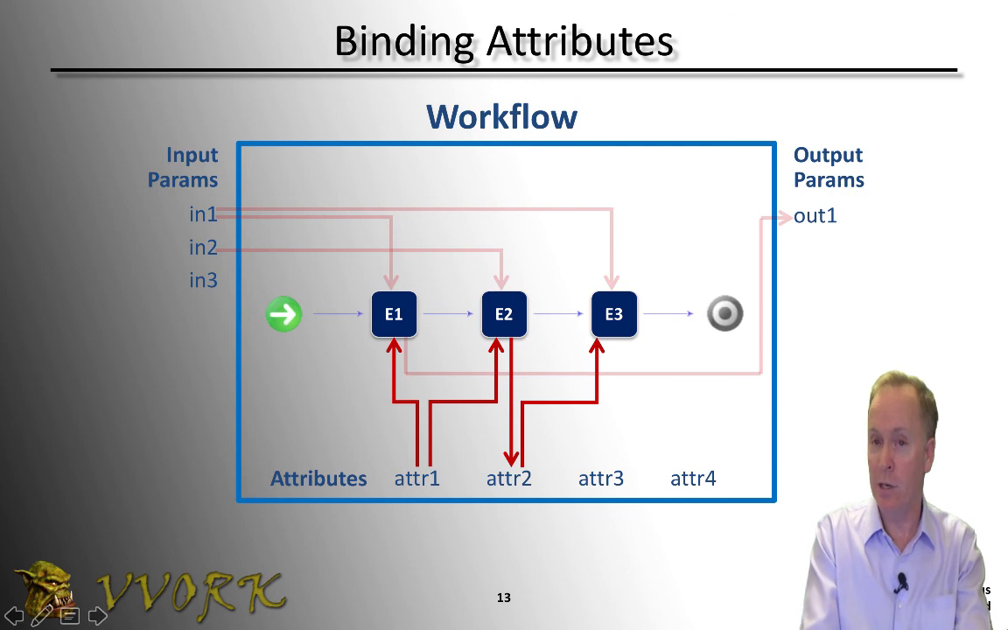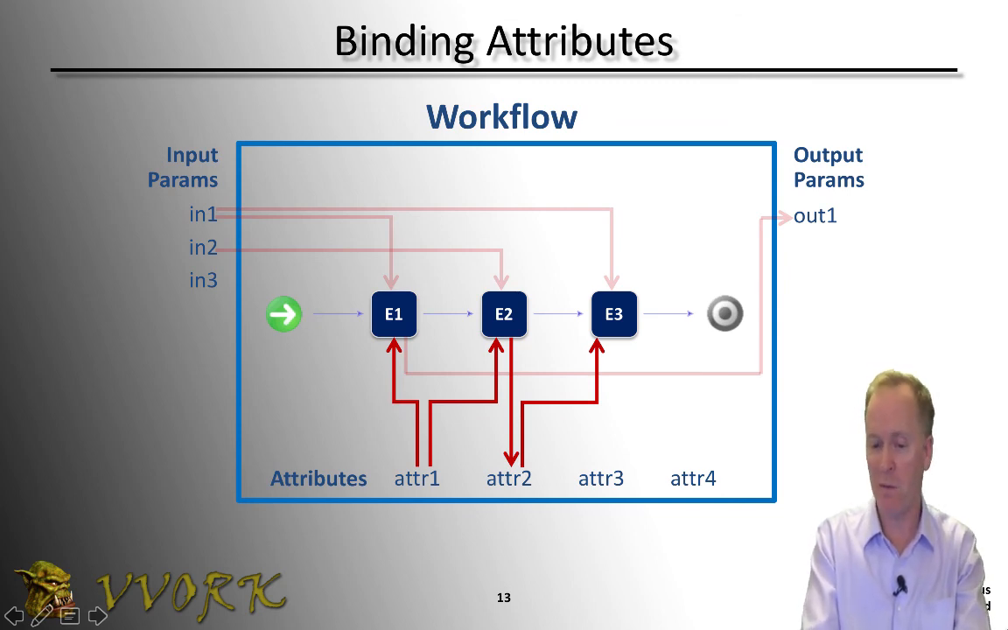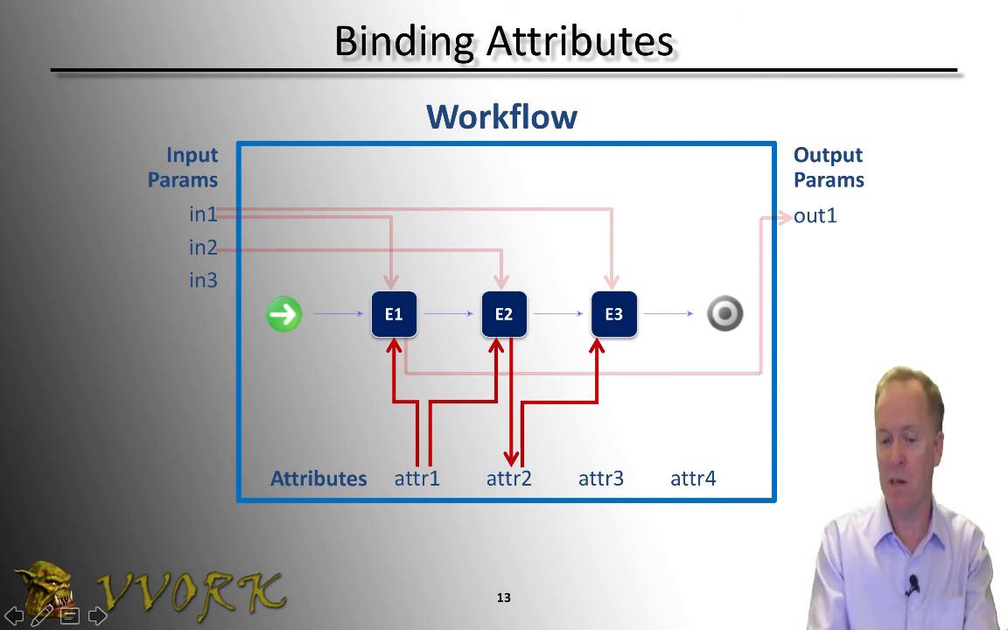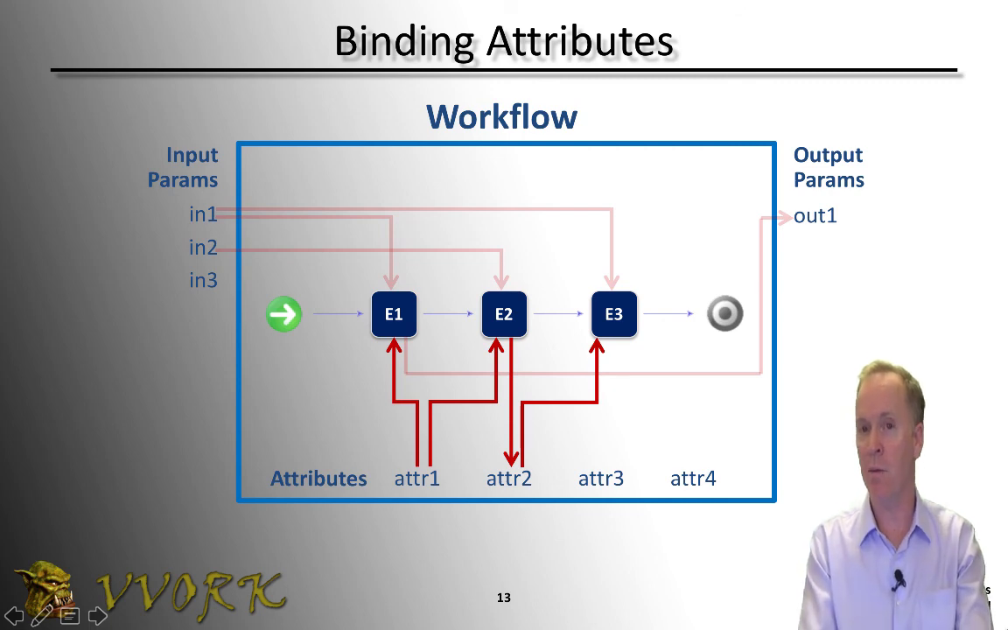With ATTR2, if I want to, I can do an outward binding from one schema element and an inward binding to another schema element. And effectively, if I've done the bindings this way, what I'm able to do is pass information between schema element E2 and schema element E3. If schema element E2 wants to, it can write a value out to ATTR2, and then schema element 3 can read what that value is.